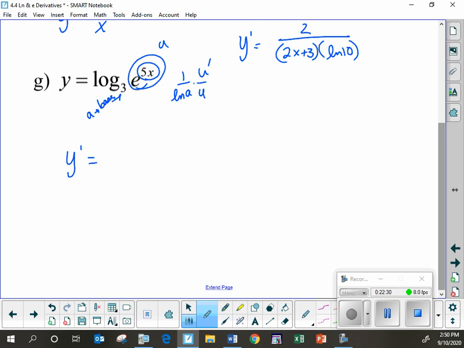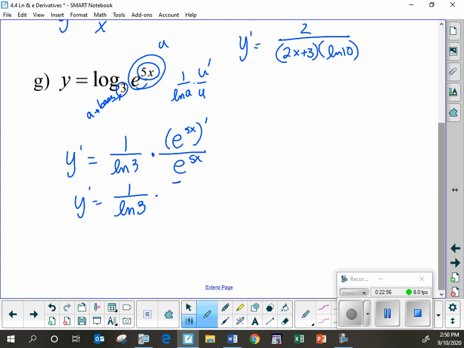I'm going to get a 1 over natural log of 3, because our base was 3, times a u prime, e to the 5x. I'm just going to indicate that I need to take its derivative over itself, e to the 5x. Now, this looks like it's going to simplify really, really well. I still need to take the derivative of this, so it's going to be a 5 e to the 5x over e to the 5x.